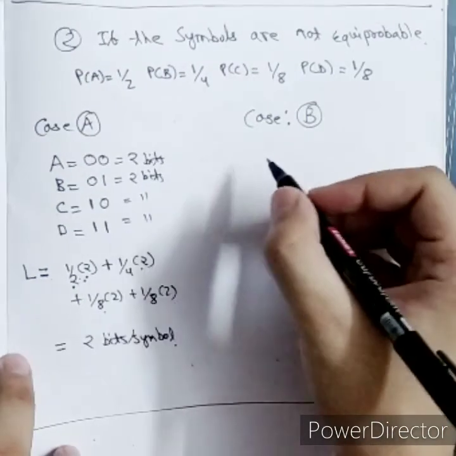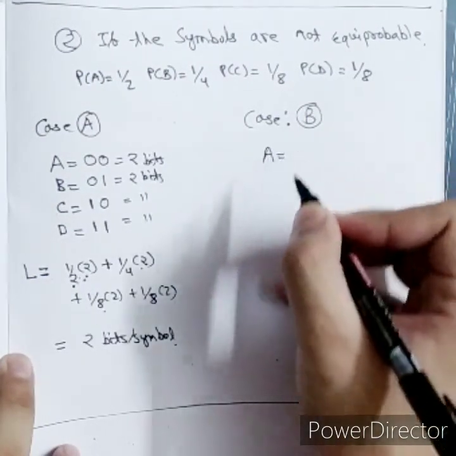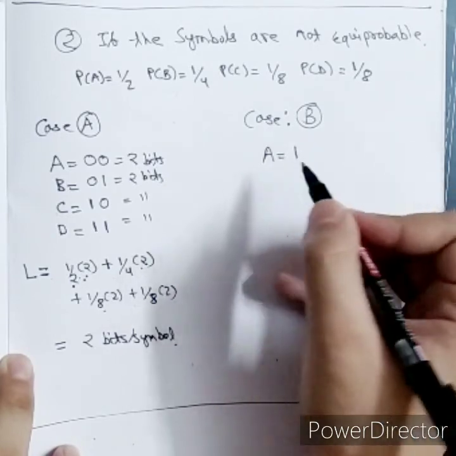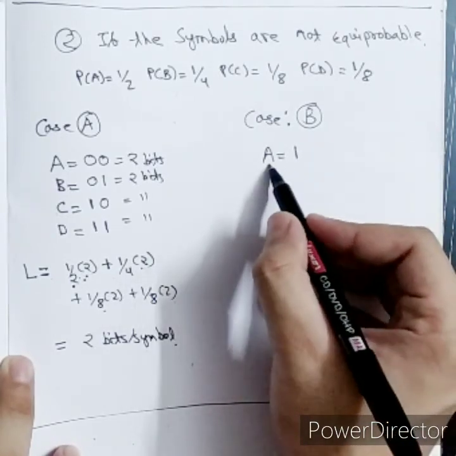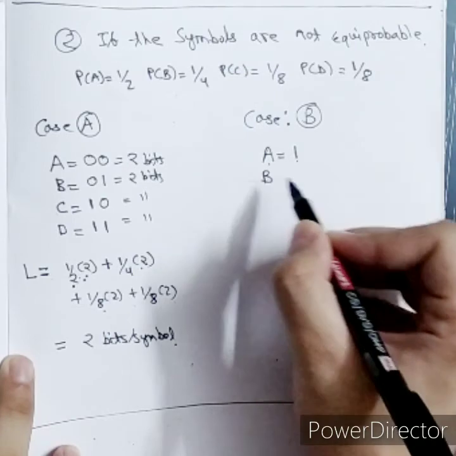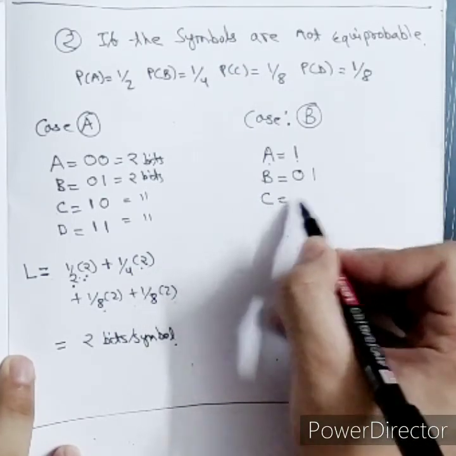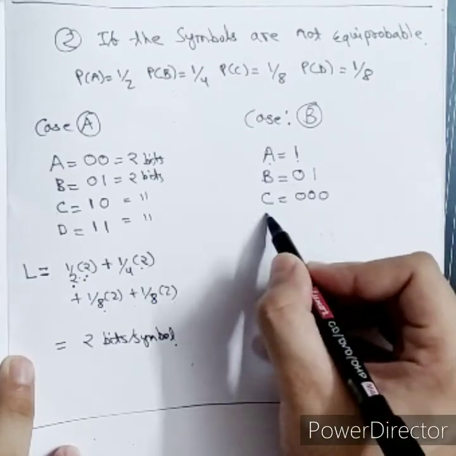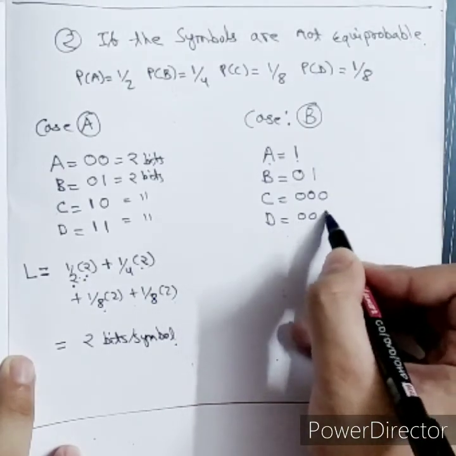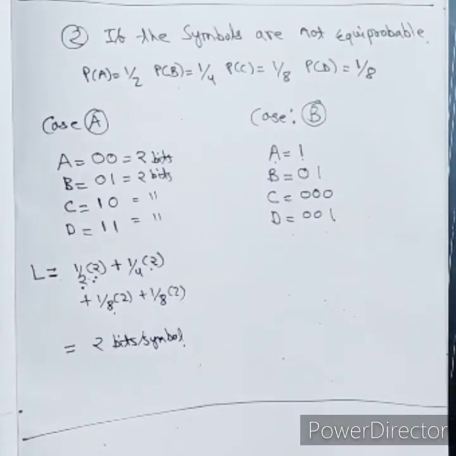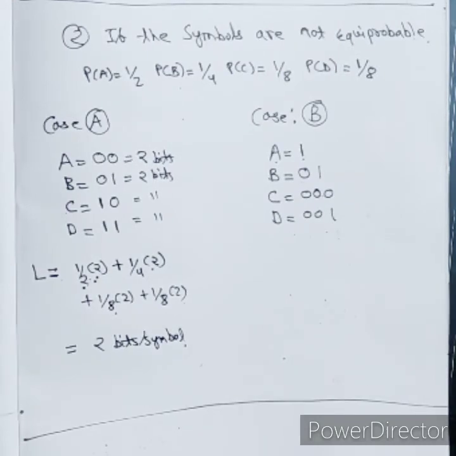See, by using some method I get like this. I'm mapping A to 1, I'm mapping B to 01, I'm mapping C to 000, and I'm mapping D to 001. Okay, and let's see in this case what is the average code word length.